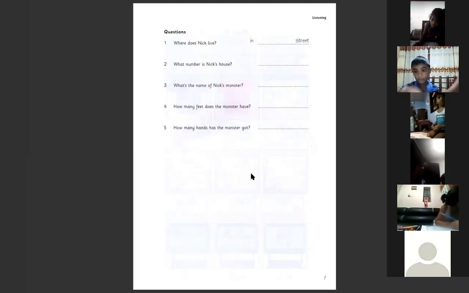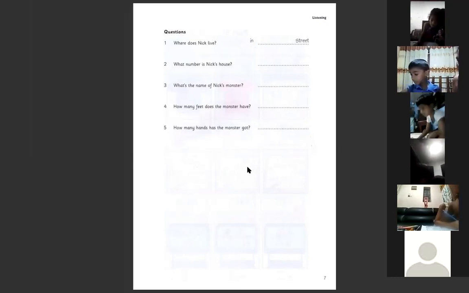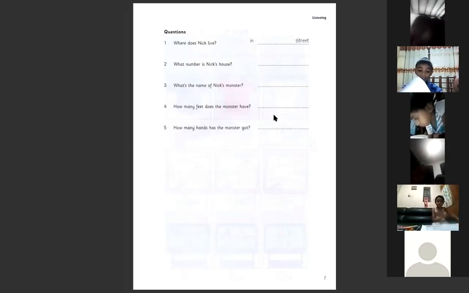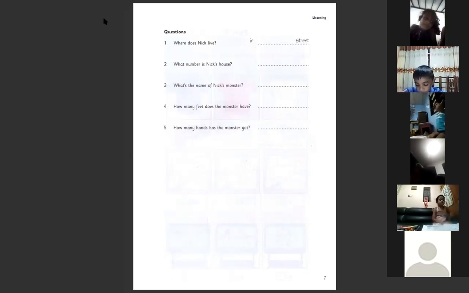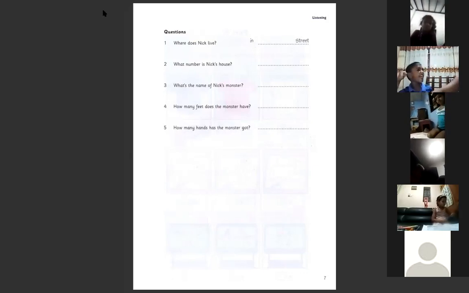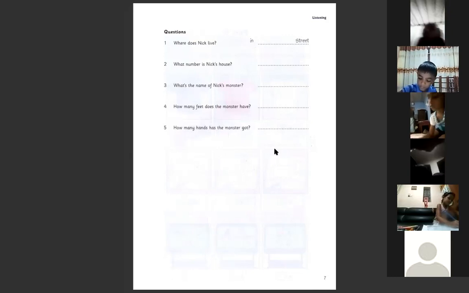And how many feet has your monster got? I can't see. He's got 5 red feet. Look. 5 feet? Yes. And he's got lots of hands. Yes. He's got 4 hands. Sorry, 4? That's right. I love my monster.